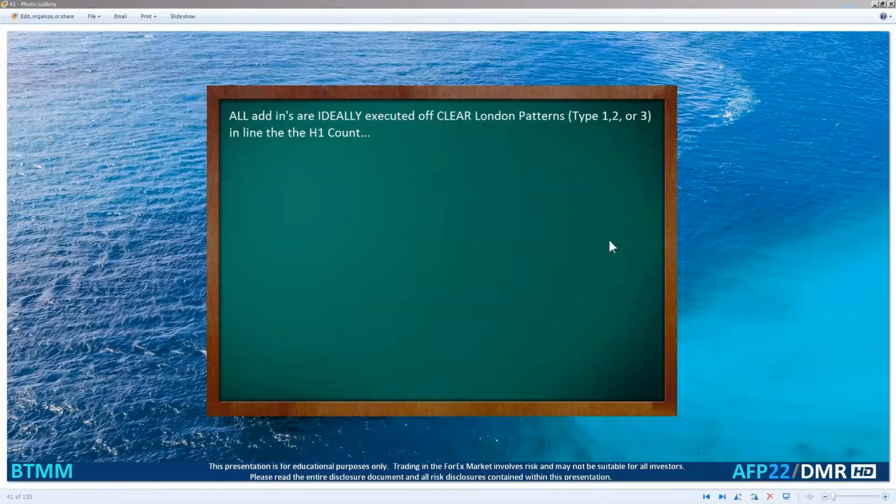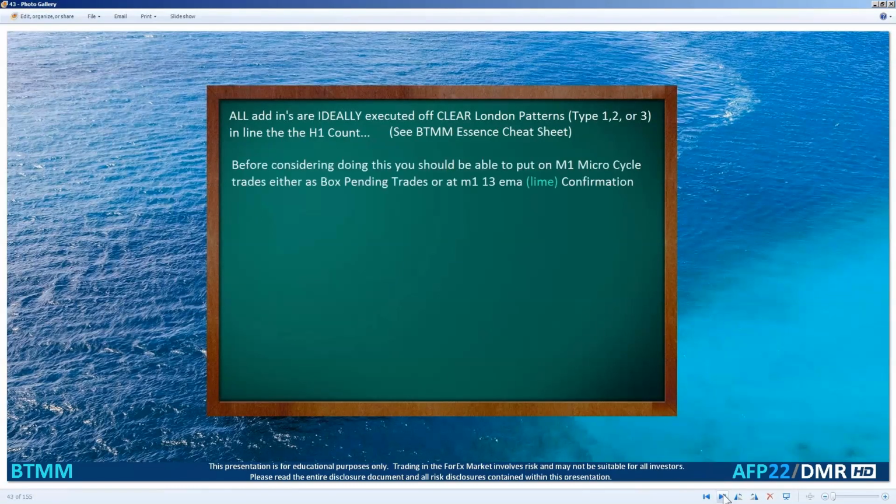All right, exciting concept. We're all excited about it. It's all based on the London pattern. It's based on the H1 market maker cycle. Don't kid yourself, right? Beat the Market Maker Essence cheat sheet is the thing you want to familiarize yourself with when discussing this.